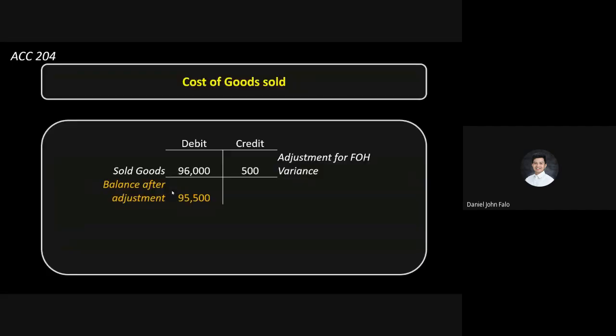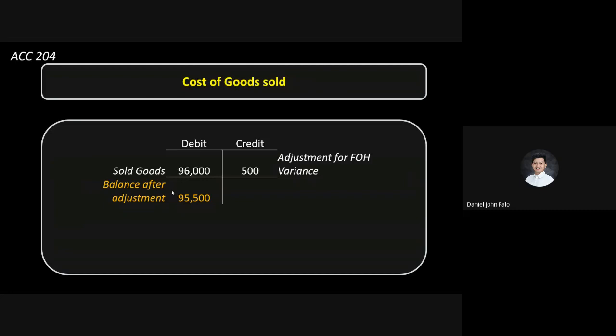Here we are going to identify the different balances of the accounts that we use in accounting for the cost of goods sold. So first, we have cost of goods sold in the amount of 96,000. But because there is a factory overhead variance, you're going to adjust the cost of goods sold. We're going to deduct the 500 from the 96,000. So that would be 95,500. So the balance of the cost of goods sold after adjustment is 95,500.